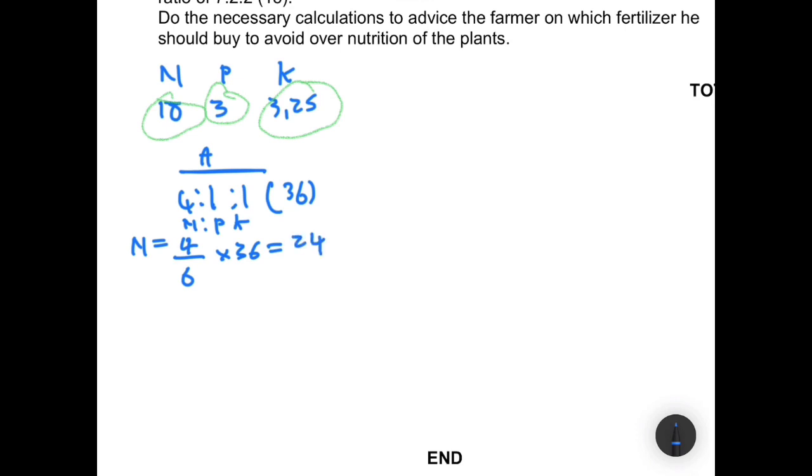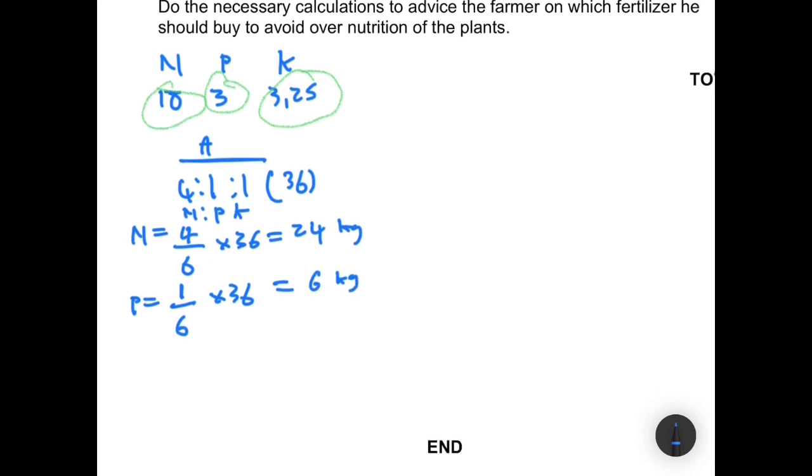And now we can go to phosphorus. The amount of phosphorus in kg will be 1 divided by 6 multiplied by 36, that is 6 kgs, right? Now we can go to potassium. We just did phosphorus, so we're going to have 1 divided by 6 multiplied by 36, because the ratio of potassium is also 1 out of 6, right? So that will also be 6 kgs.